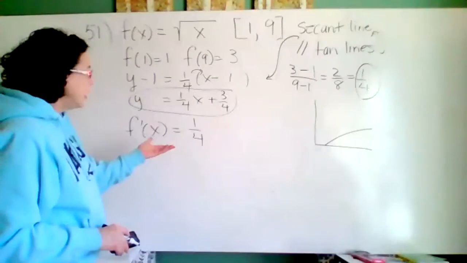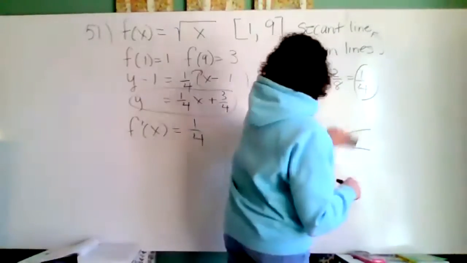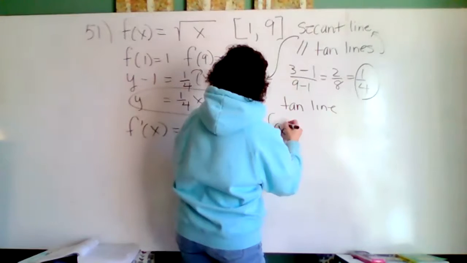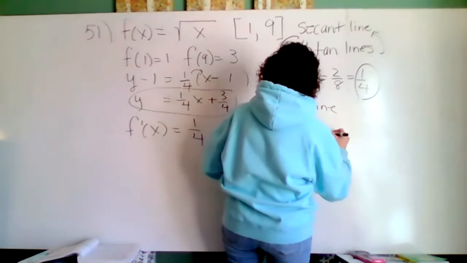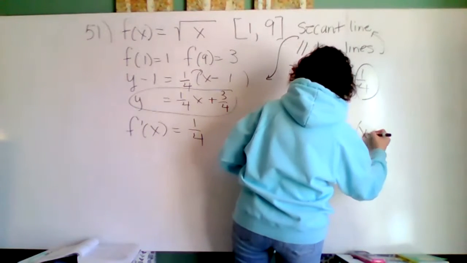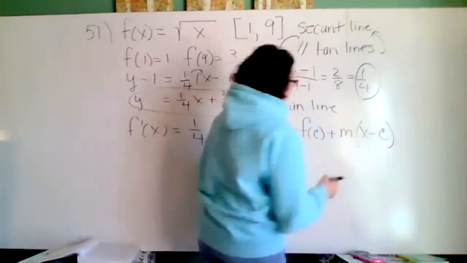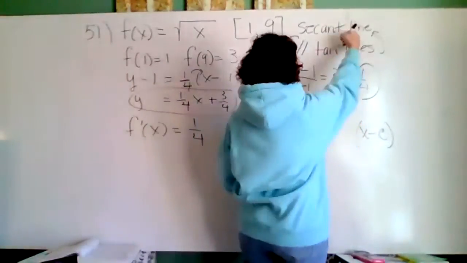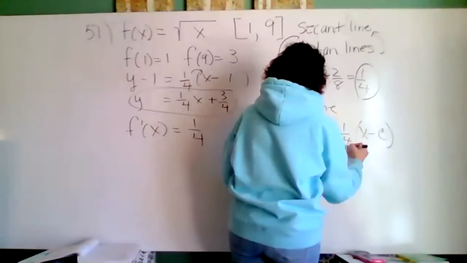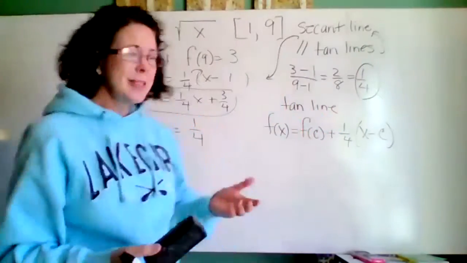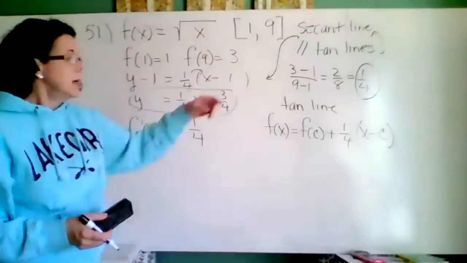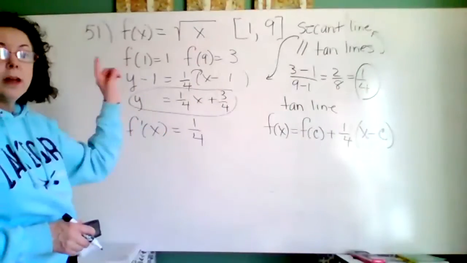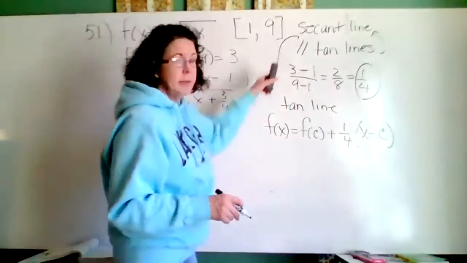Okay, so to write my tangent line, we know how to write the equation of a tangent line. Here's the slope of a tangent line. I already have the slope. It's 1/4. I said it has to be parallel to the secant line. What I just need is the point where it happens, and I know it happens in between 1 and 9. So let's go ahead and find that. Let's take the derivative, set it equal to 1/4, and find the x where it happens. It's got to be in between here.